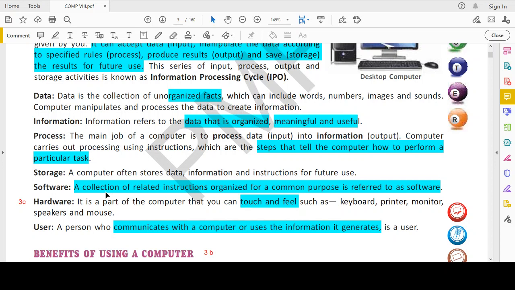And lastly, the user. Who is a user? A user is a person who communicates with a computer or uses the information it generates. A person who communicates with a computer and uses the information is a user. Right? You are the user, one who is getting the output or taking the benefits of the output. Whoever is using the computer or the end results of computation is a user.